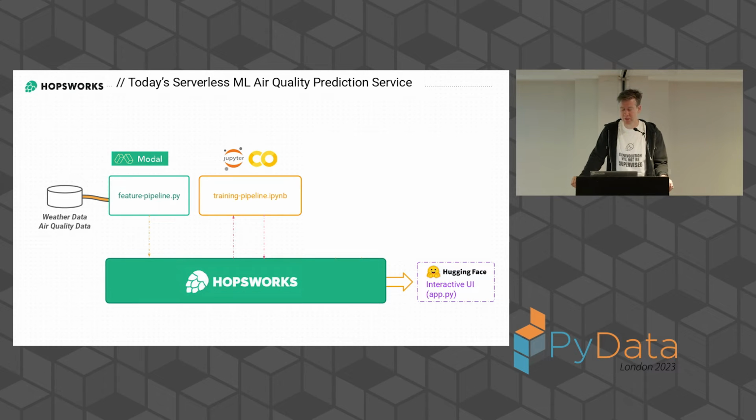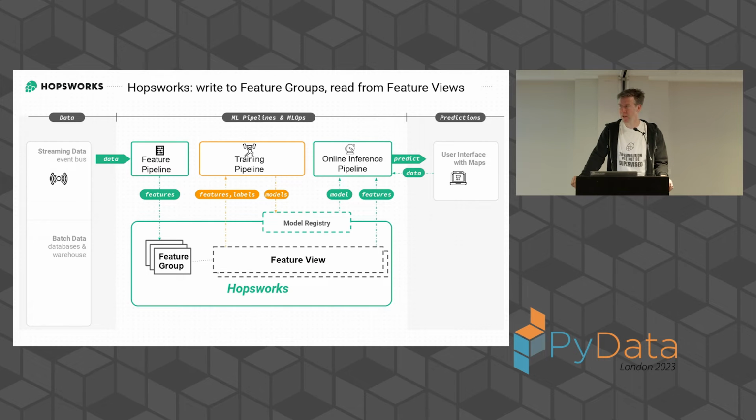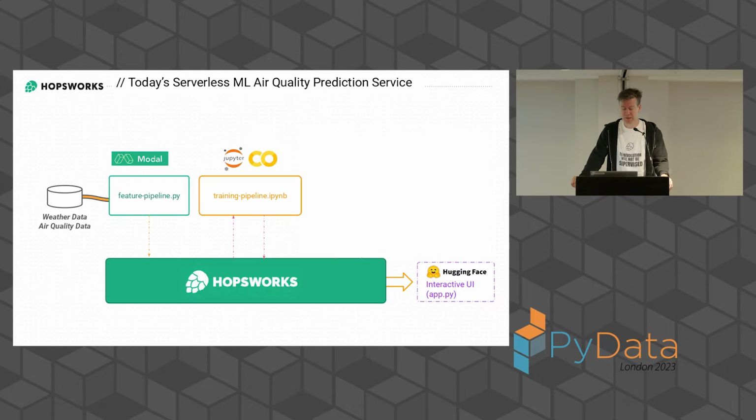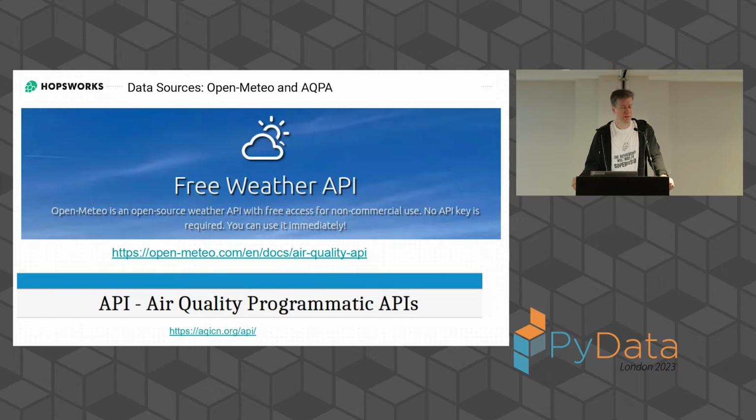So the first one we're going to use is a platform called Hopsworks. It's an open source platform. It's a feature store, but also has a model registry in it. And that's going to store the state of our pipelines. We're going to use a service called Modal, which provides a very generous free tier to do compute. So that can run your feature pipelines, training pipelines, batch inference pipelines.